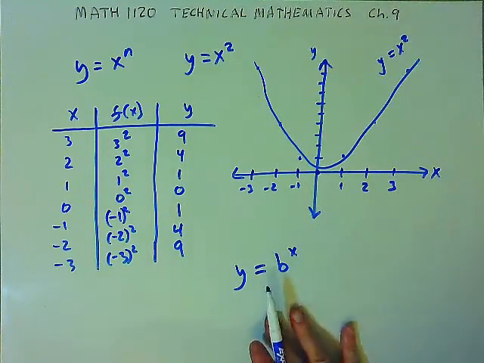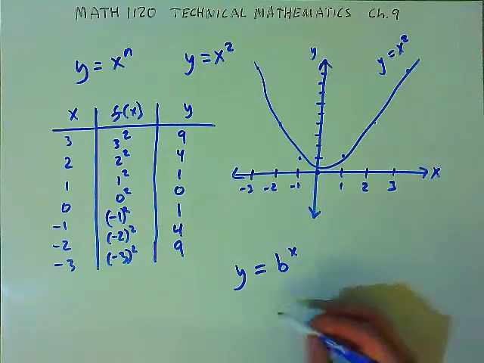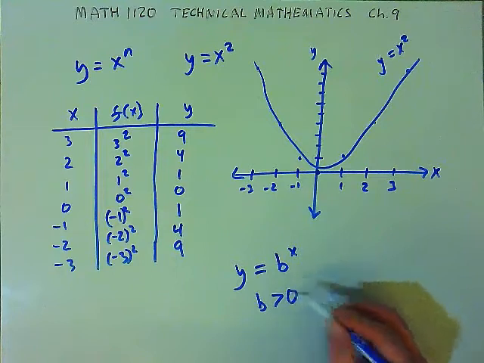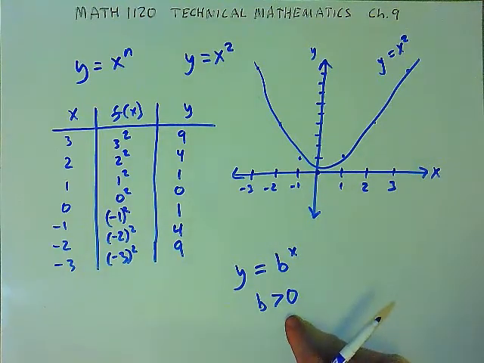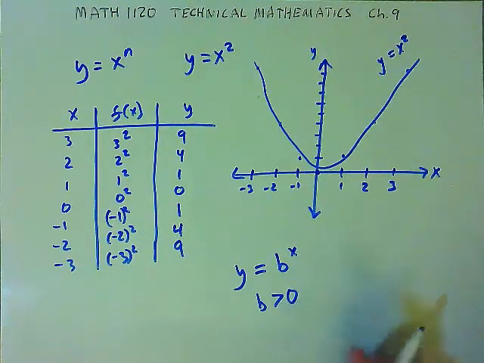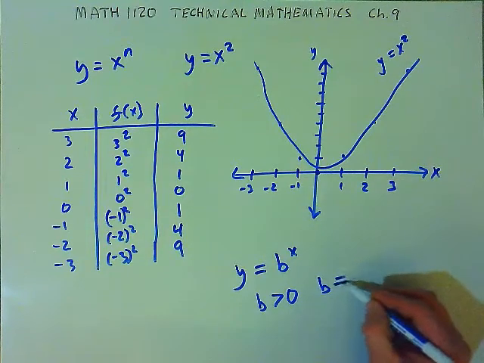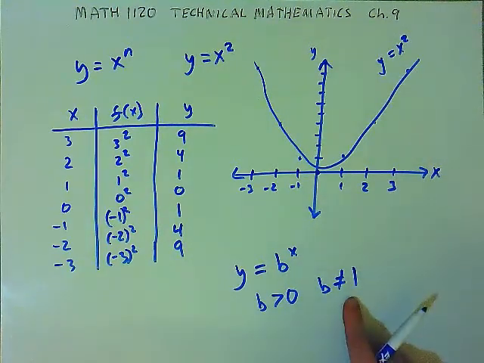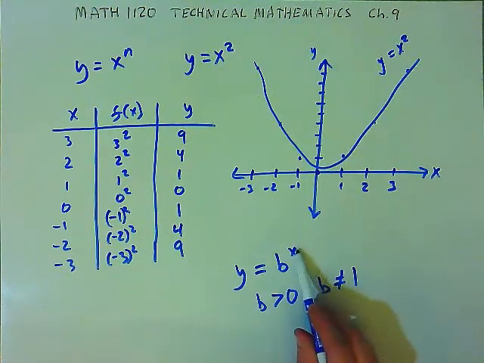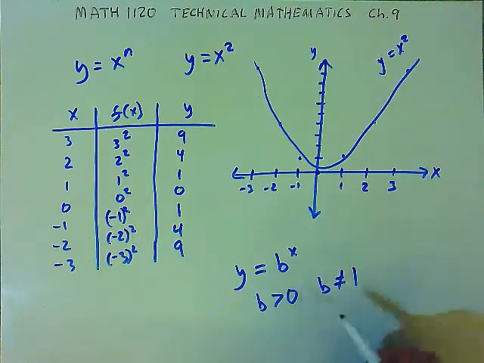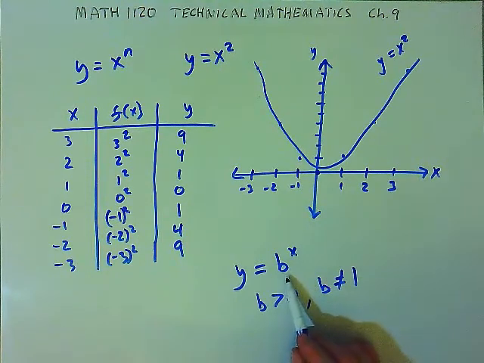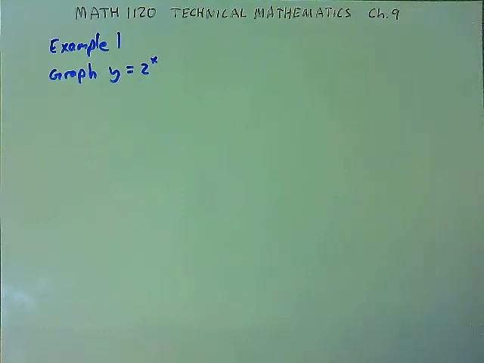And so we need to set some stipulations here. First of all, b has to be greater than 0. So b cannot be 0 or a negative number. And also b cannot be equal to 1. B could be a decimal. It could be 0 point something, but it can't be 1. The reason for that is because 1 to any power is always 1. So even though the exponent is changing, if the base was 1, that wouldn't change the y values as the x values changed.